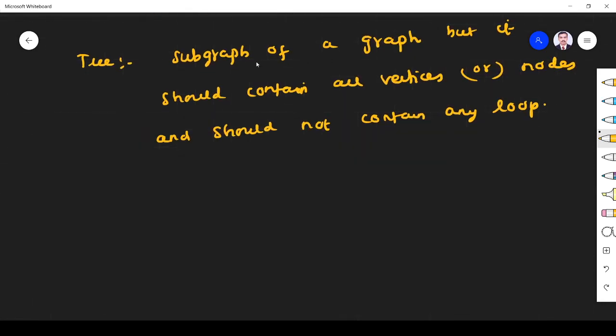A tree is also a graph. But what is the difference between a tree and a graph? A tree should be drawn from a graph, so it is a subgraph, and it should contain all the vertices because a graph is made up of vertices. But it should not contain a loop. Let us deal with one example. Let us take this graph. This is a graph.